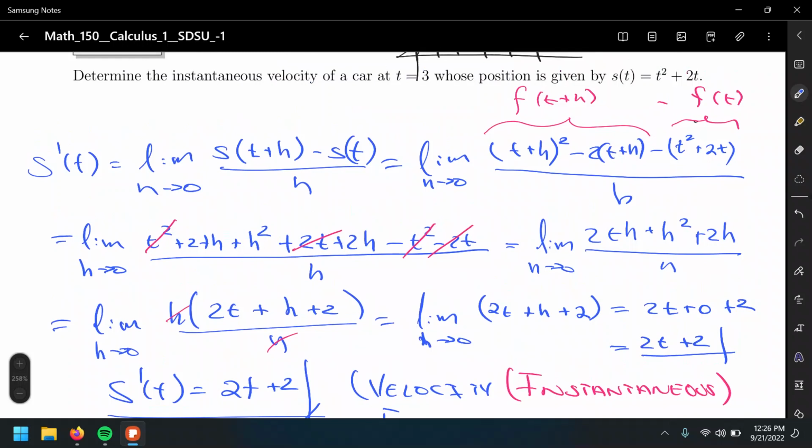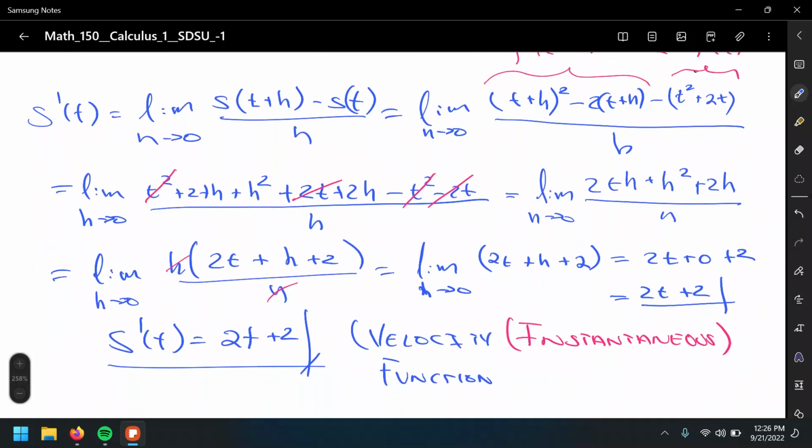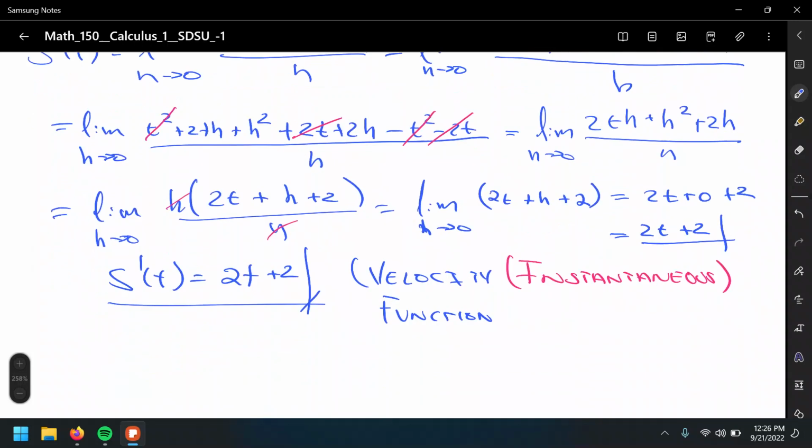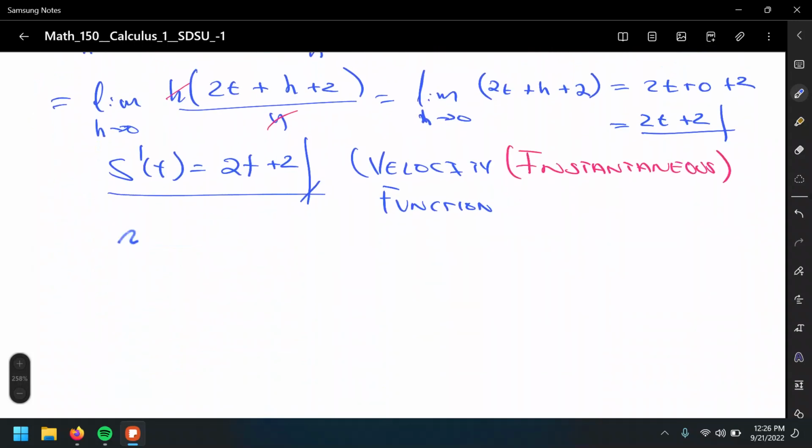You just plug in. Exactly. We just plug in, and in this case, they're not telling us whether t represents seconds, minutes, hours, years. So just s prime of 3 equals 2 times 3 plus 2. 2 times 3 is 6 plus 2, and that's 8.